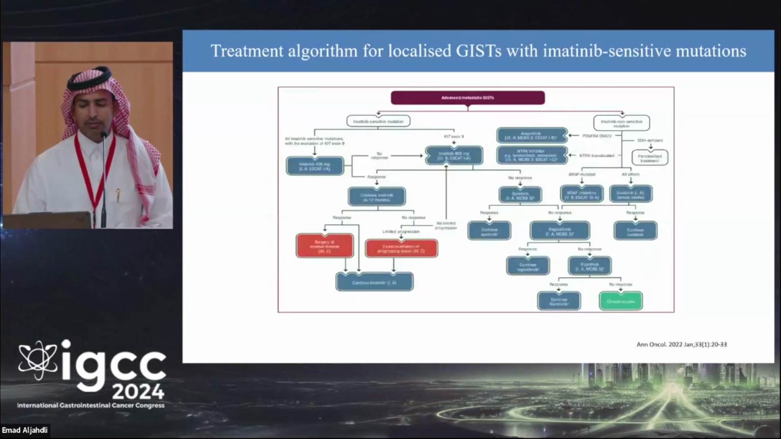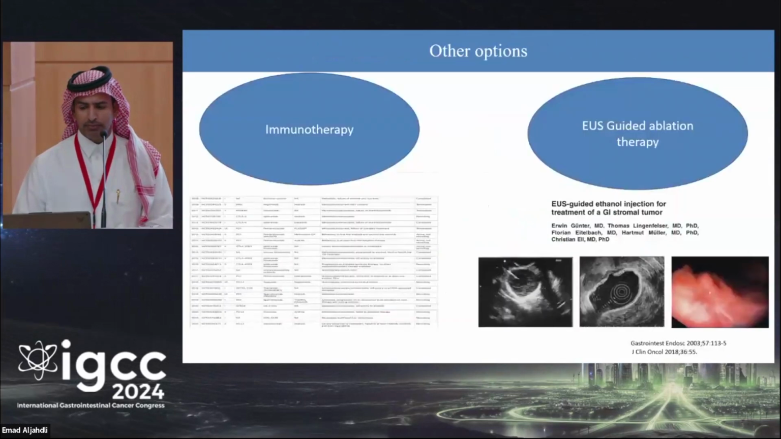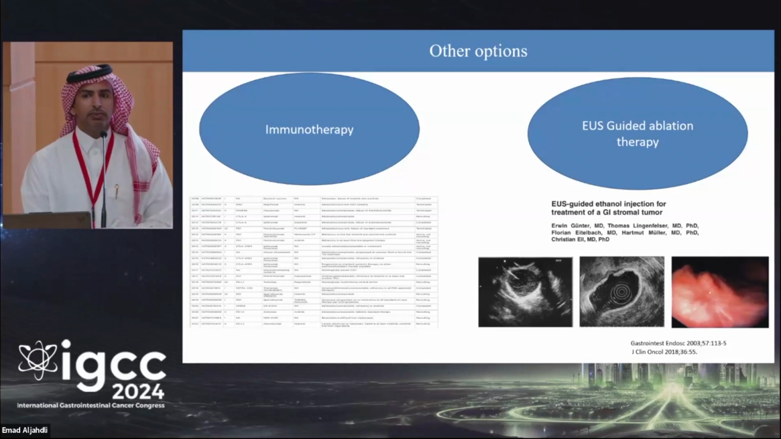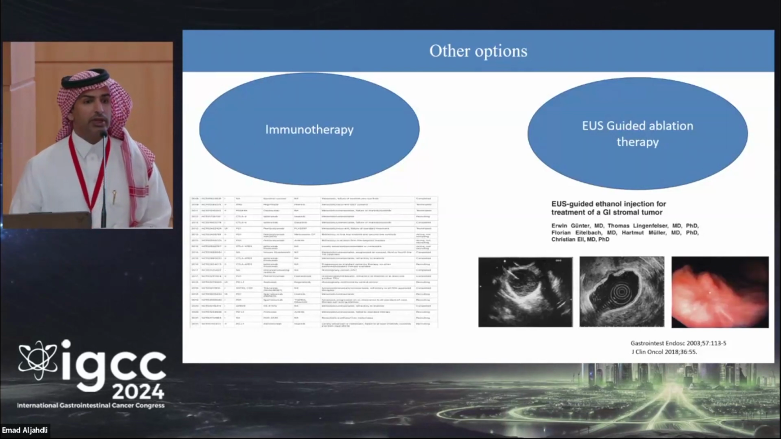This is for advanced metastatic GIST. It has a very complex form, and the options left to us, especially with wild type, are immunotherapy. As you see, there are lots of randomized controlled trials, some of them terminated, completed, or still recruiting, on checkpoint inhibitors, immunotherapy, and cytokines, and it has promising data. Another way to ablate the lesion is EUS-guided ablation, published in GIE in 2003 for GIST, injected with 90% ethanol, and there was a reduction in size and scarring of the lesion after 6 months.